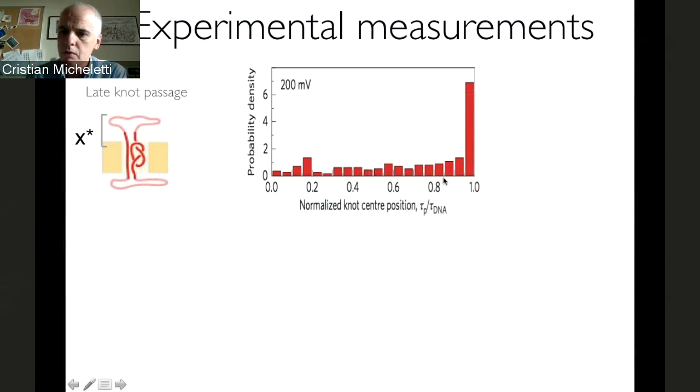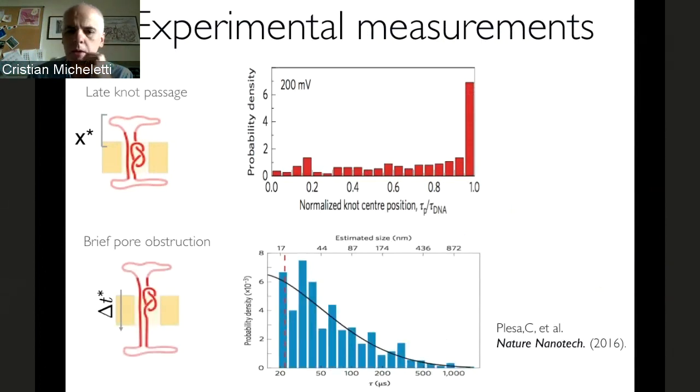They saw that most of the knot passage events were taking place at a late stage. Again, this is something that is not really easy to interpret a priori. And then the other interesting feature they observed was that the duration of the translocation process was biased towards very short durations. And again, that may be indicative that the knots are spontaneously tight, but you really wanted to check whether that is the only thing that is going on.